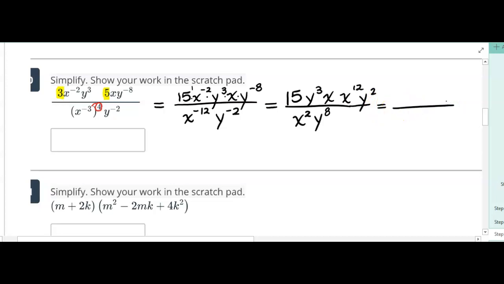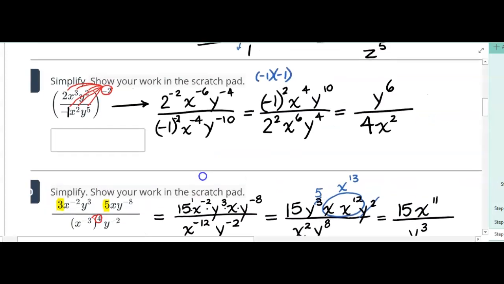And now I need to just combine things a little bit. These would make x to the 13th. The y's would be like y to the 5th. So I have 15. How many more x's are on top? 11. 5 y's on top, 8 y's on the bottom. That would leave 3 y's on the bottom.